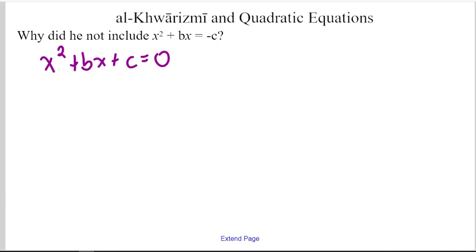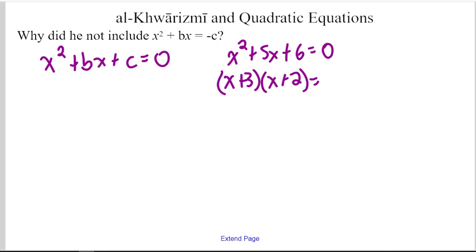And we think about, well, what's an easy quadratic equation that does this? So x squared plus 5x plus 6 equals 0. If I follow our modern methods and factor this, that would be x plus 3 and x plus 2 equals 0. And this would mean that my two roots would be x equals negative 3 and x equals negative 2. And the problem with that is that both of those are negatives.